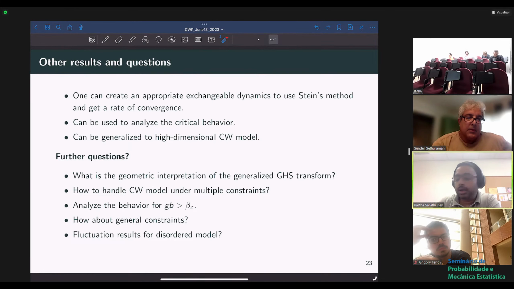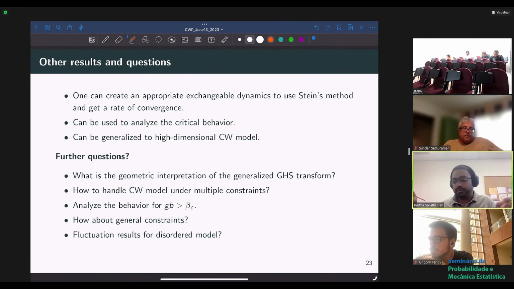Okay, now there are many questions. The first question is, what is the geometric interpretation of this generalized GHS transform? The reason is that our construction is a completely hands-on construction. And now using that construction, one can actually create a coupling of a uniform point on the LP sphere.